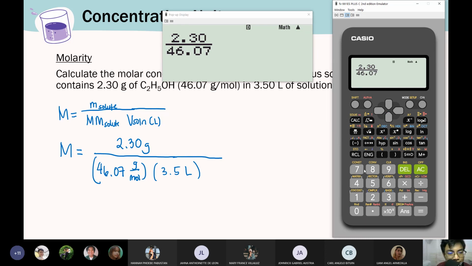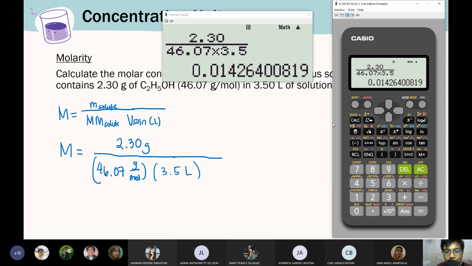So, 46.07 times 3.5. This is the answer. It is 0.1426 something. Kapag molarity, commonly in chemistry, we report it to 4 decimal places. Okay? Kapag molarity, 4 decimal places.